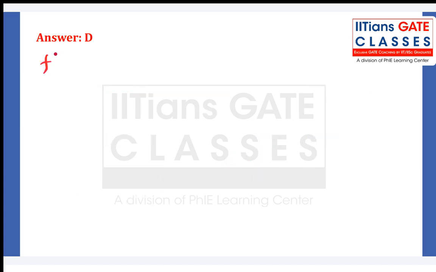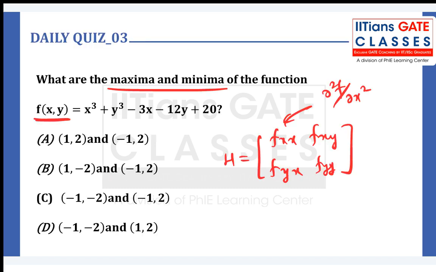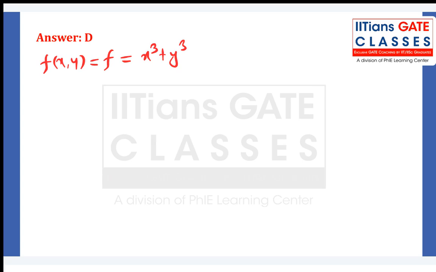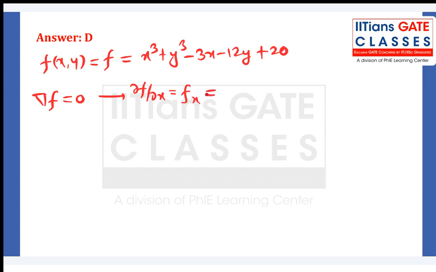So we have f of x y, I'll just call it f: x cube plus y cube minus 3x minus 12y plus 20. This is your f of xy. To get the critical points, you are supposed to equate the gradient of f to 0. That also means del f by del x, that is f subscript x, has to be 0. So that will be 3x square minus 3 equal to 0, because y we consider as constant when we do the partial differentiation.